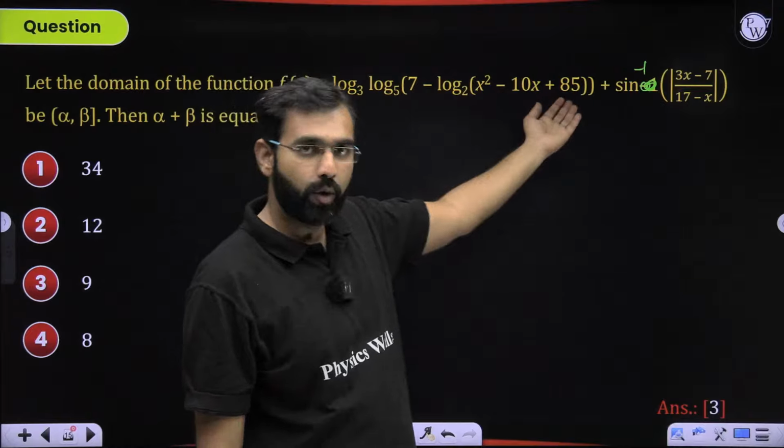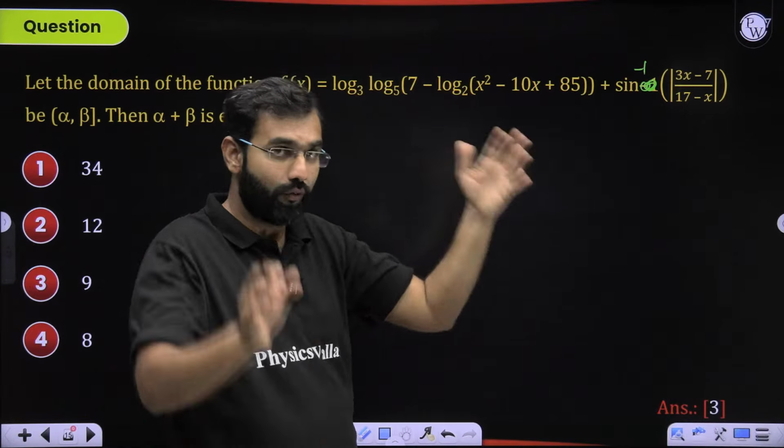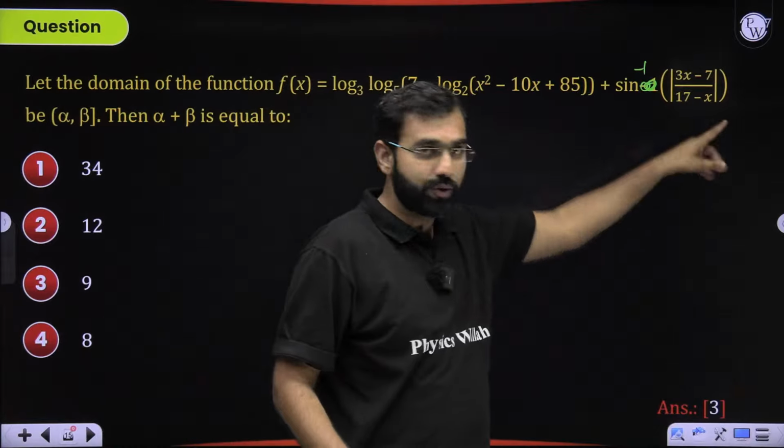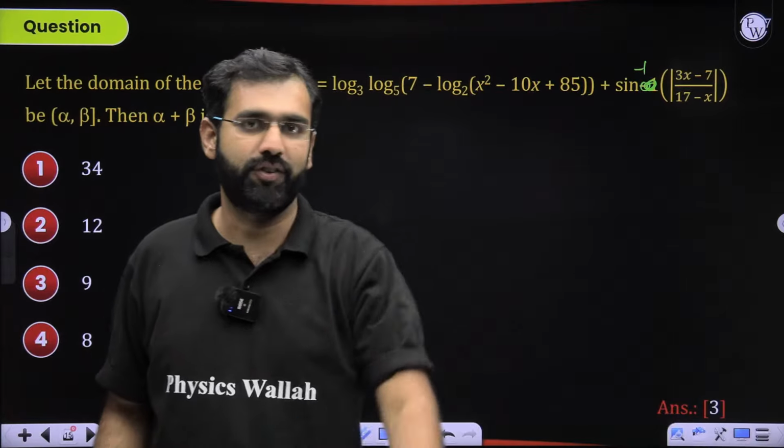Now when you solve, I hope you have understood the approach. How do you solve this? From there, by solving that, you will find a domain. And by solving this also, you'll find a domain, and then you'll take the intersection of both the domains.